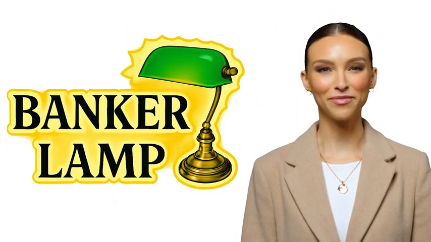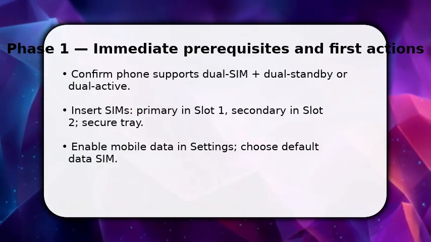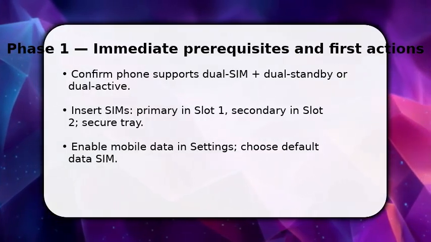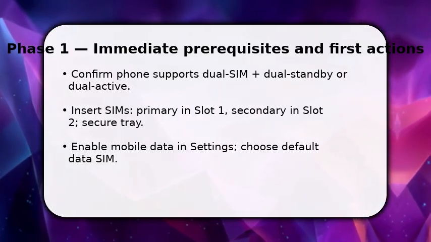You start by confirming your phone supports dual SIM and selecting which SIM will carry data. This matters because one SIM often handles data while the other handles calls.